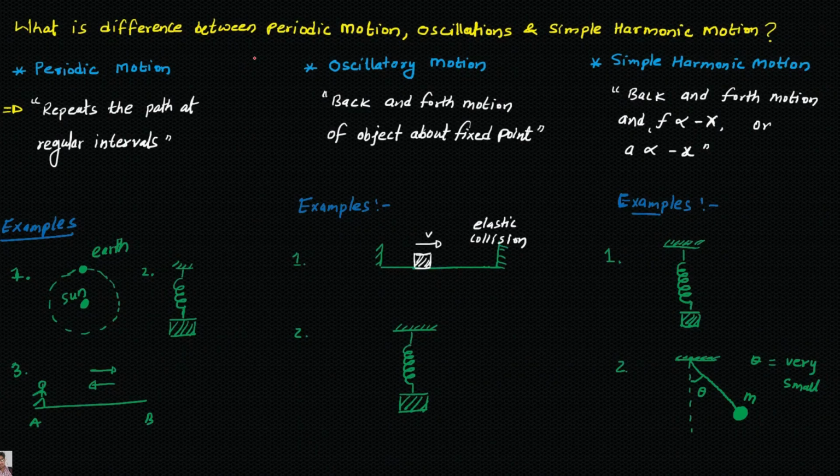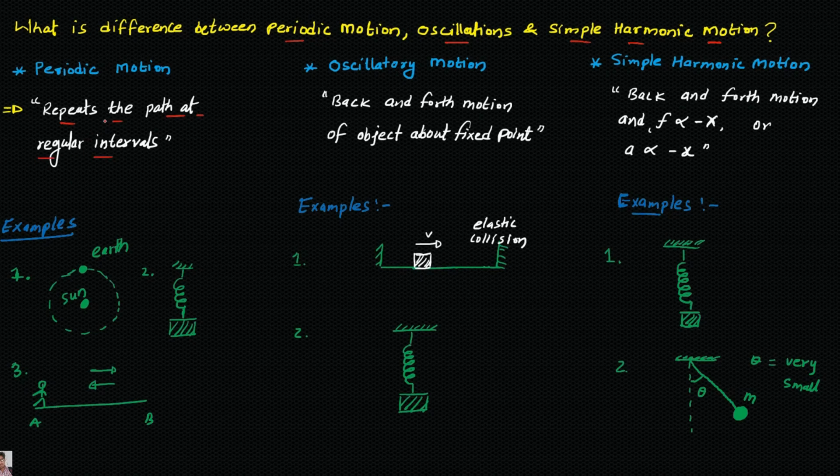In this video we are going to discuss the difference between periodic motion, oscillations and simple harmonic motion. So let's start. Periodic motion is that motion in which the object repeats the path at regular intervals.